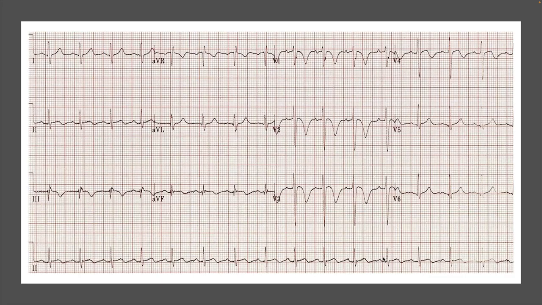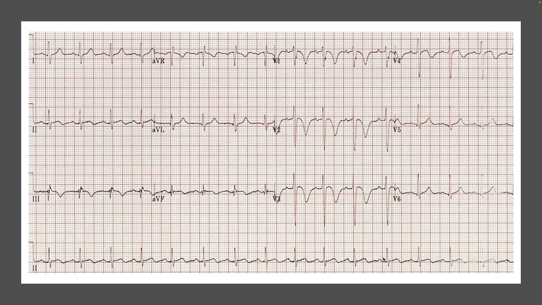This also has the classic S1Q3T3 pattern, so an S wave in 1, a Q wave in 3, and an inverted T wave in 3. Now that's not always associated with a pulmonary embolism. You can have that as kind of a normal variant, but it's one of those things that's always classically been associated with a PE.